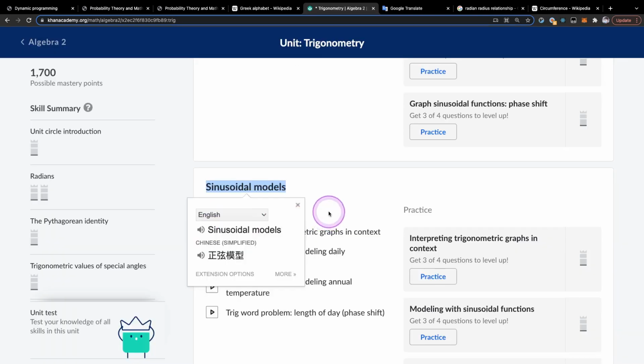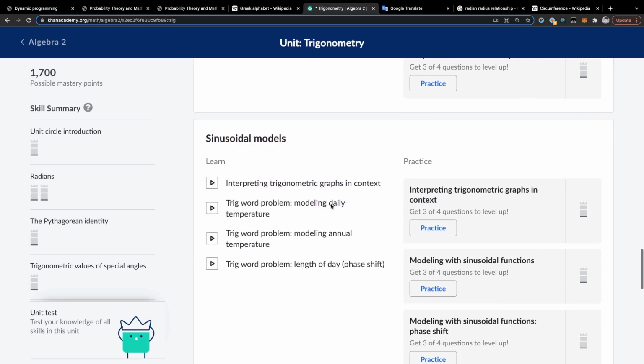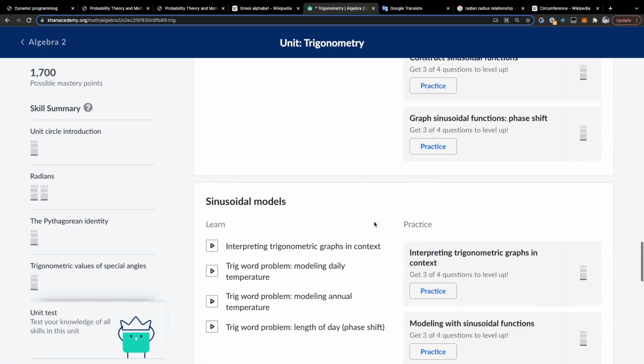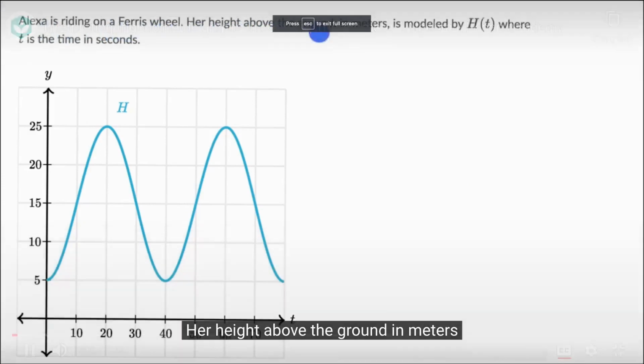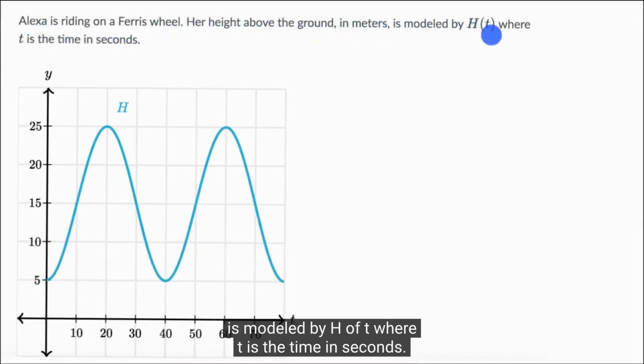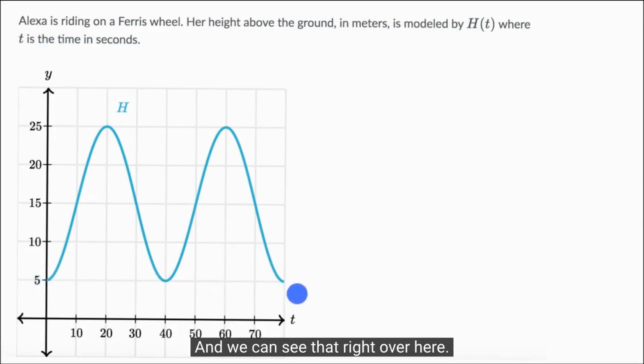Sinusoidal models. This is the last part for today's video, but let's get into it. We're told Alexa is riding on a Ferris wheel. Her height above the ground in meters is modeled by h of t, where t is the time in seconds. And we can see that right over here.